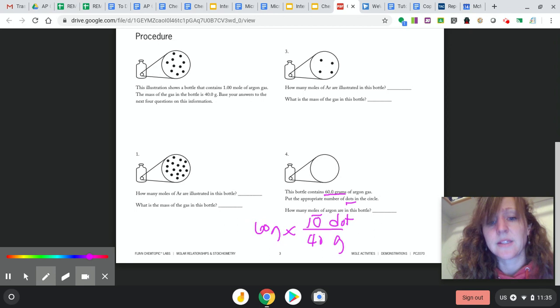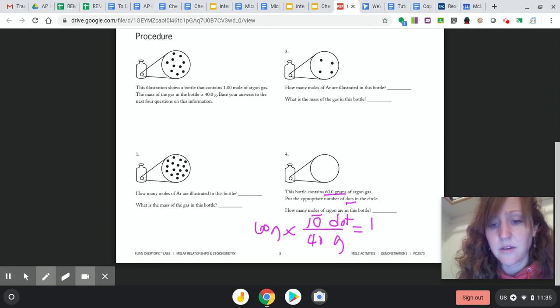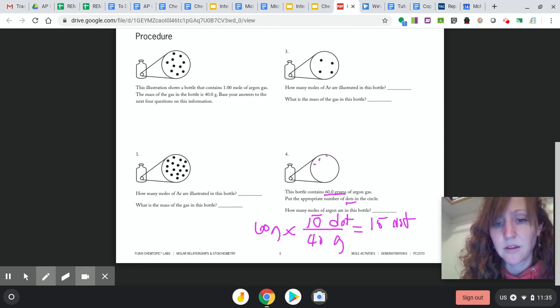So what is that? 60 divided by 4? So 15. So I'm going to put 15 dots in here. There we go. And then I want moles.